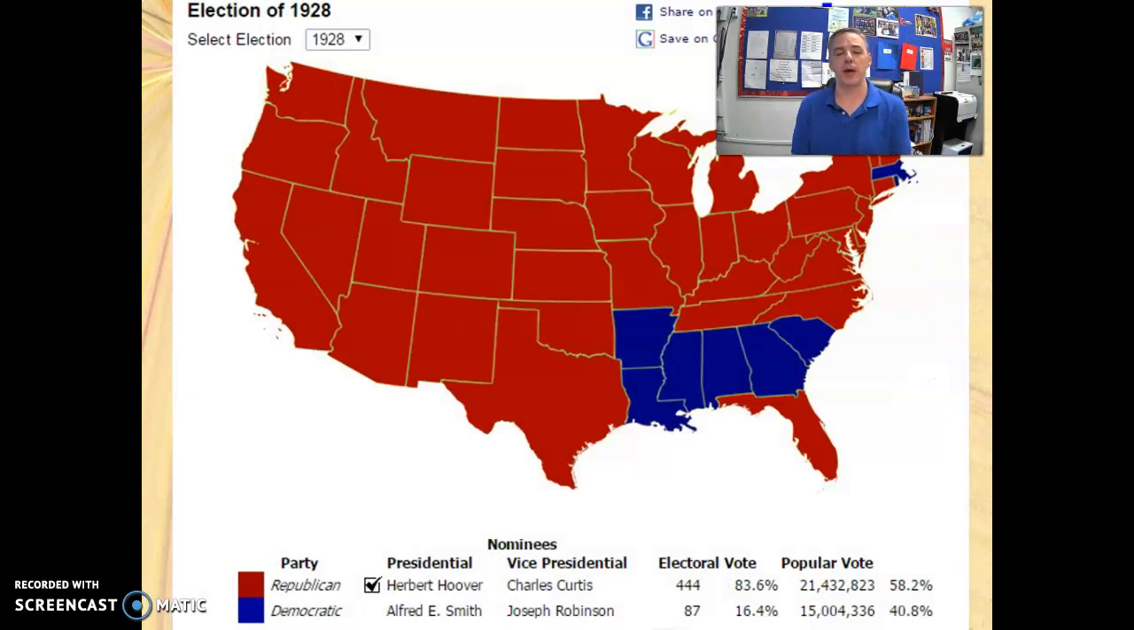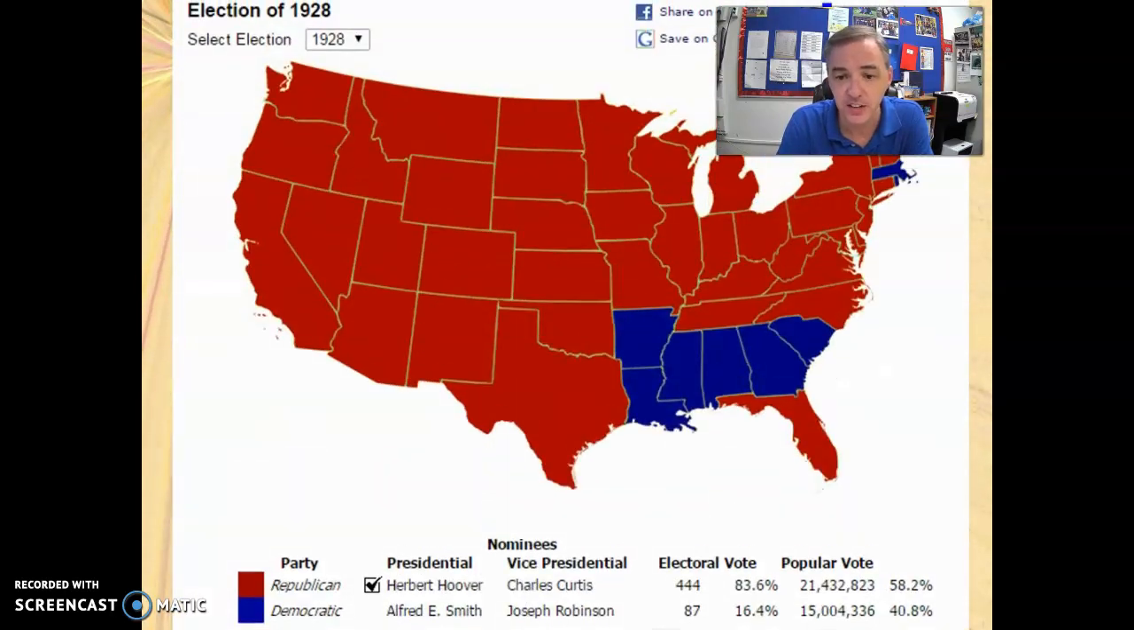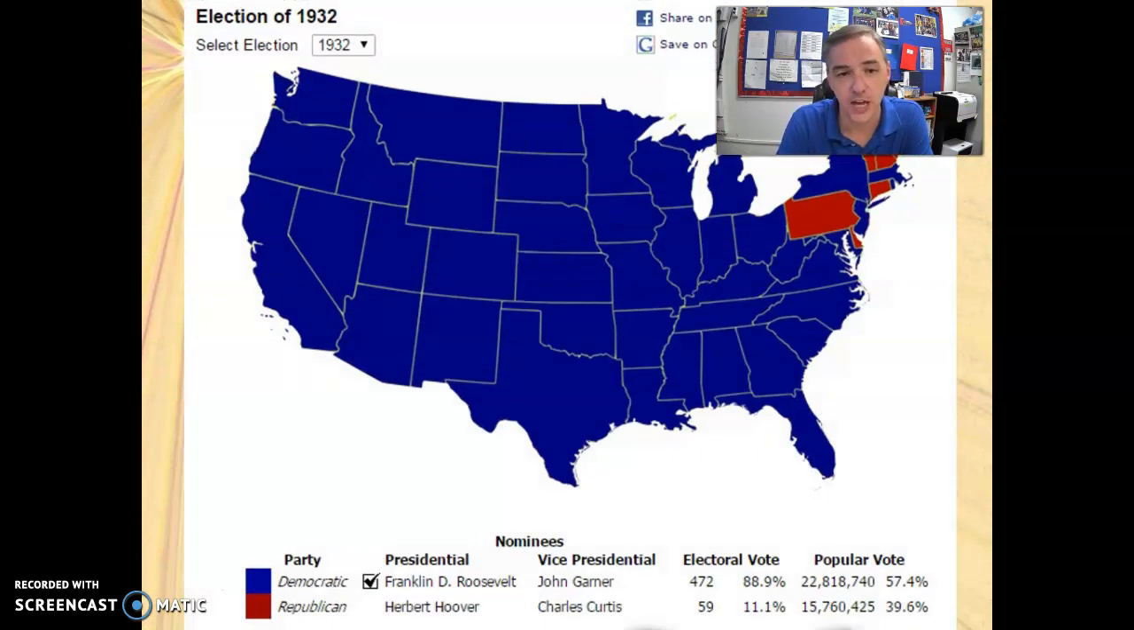This is an electoral map in 1928. All the red states voted for Herbert Hoover. He had 58% of the vote. He had 83% of the electoral vote. 4 years later, the Great Depression had changed things quite a bit. The red states are the ones that voted for Hoover. The blue states voted for a change. You're talking a flip-flop. 58% had voted for Hoover in 1928. Almost 58% had voted for someone else 4 years later.